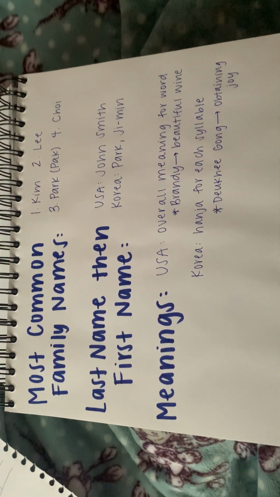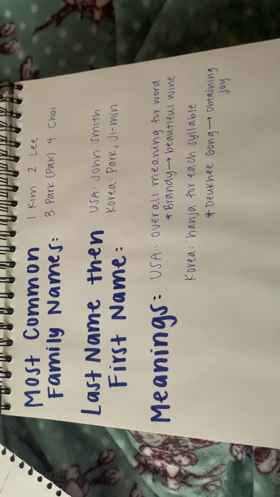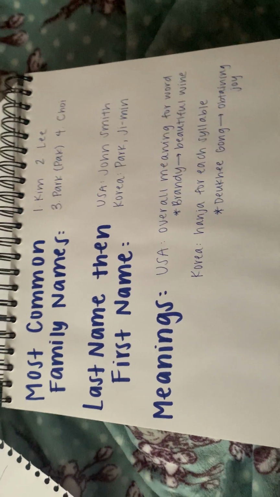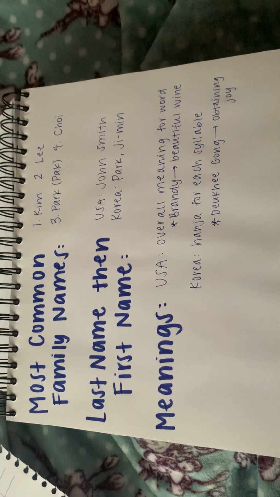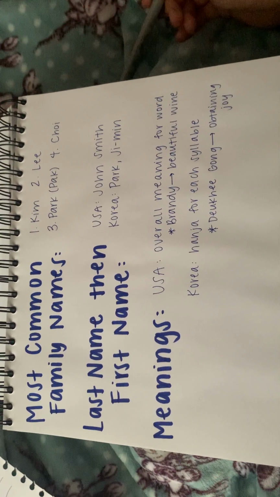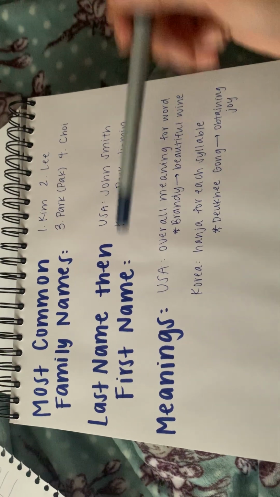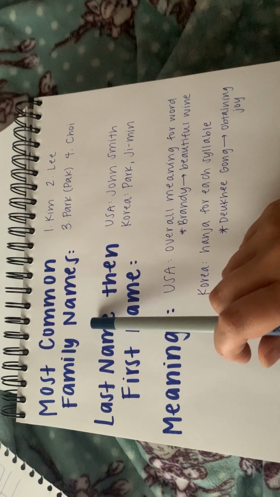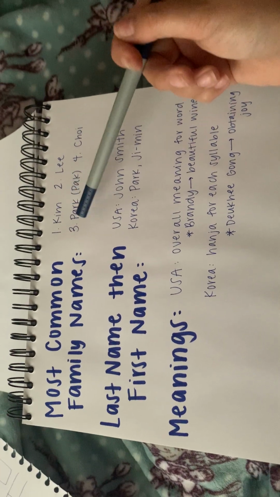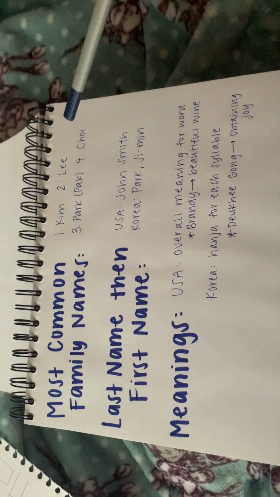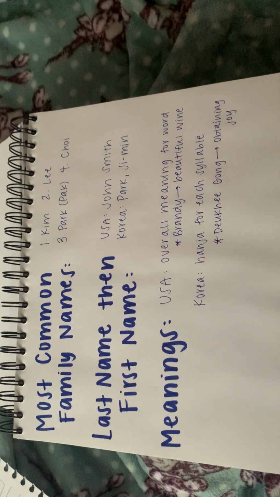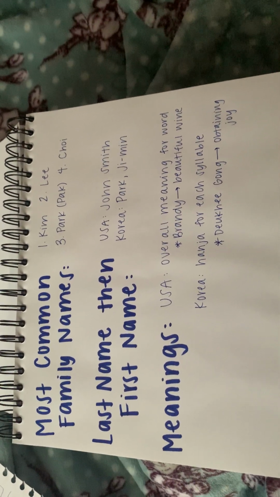Excuse my voice, I'm getting over laryngitis and I lost my voice a few days ago, so I'm still trying to get it back. As far as learning about Korean names, I found some very interesting things that are very different from the US. First off, the most common family names in Korea are going to be Kim, Lee, Park, pronounced Pak, and spelled Choi, pronounced Choi. I wasn't sure how to spell that, so I just decided to pronounce it instead.